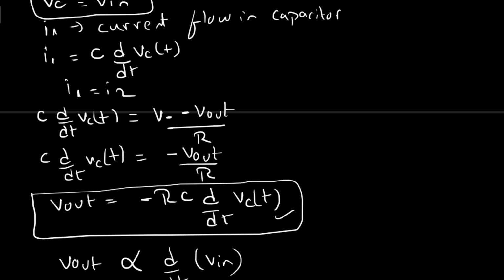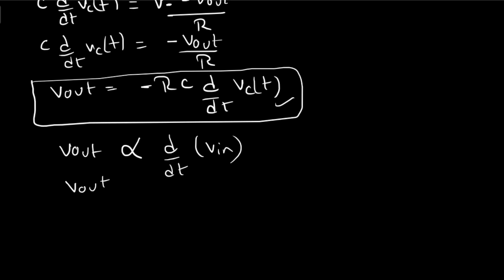So that here V out equals minus RC d by dt of Vn, in place of Vc. So according to the definition of the differentiator, the output of the circuit is proportional to the differentiation of the input applied to the circuit. Okay, so what is RC here? The RC is the proportionality constant.